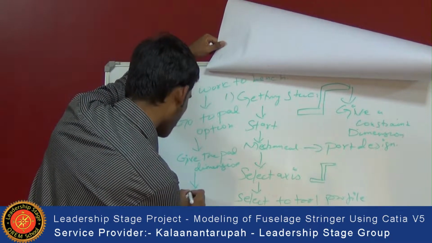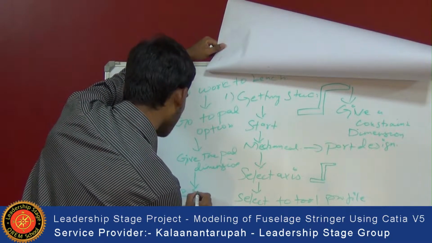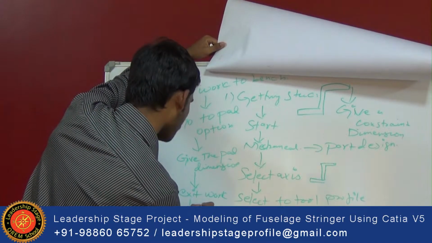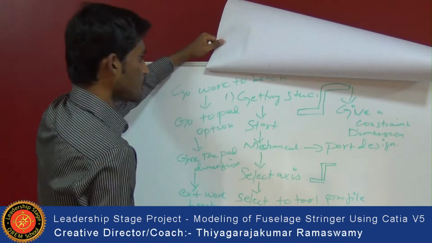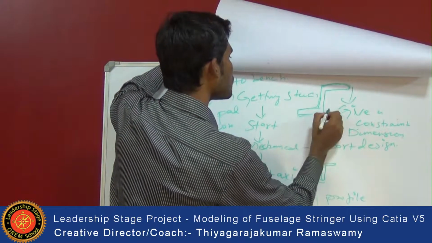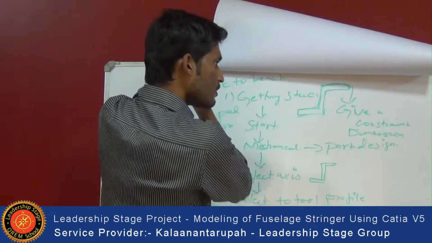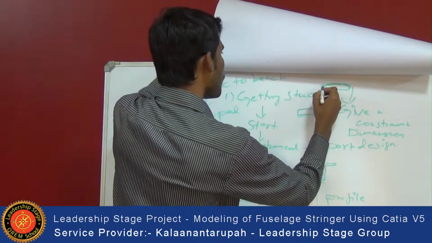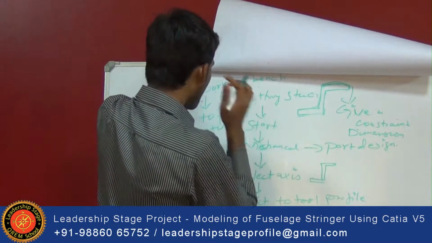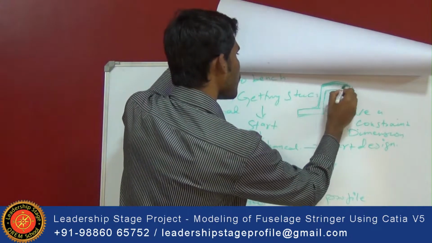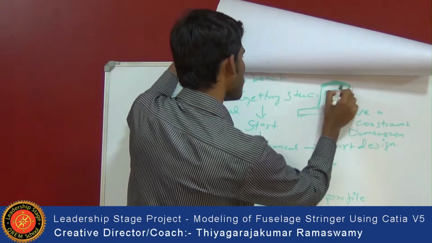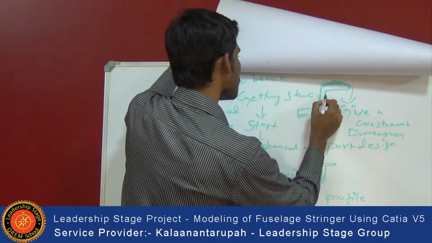Then exit the workbench. It has to come like this. The stringer must come like this. After this, we have to use the chamfer option, or the three-point arc or circle. It has so many options to design like this. Using the chamfer option, the stringer will come like this.